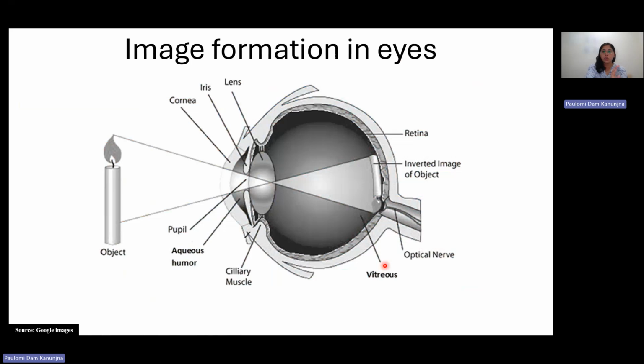We will look into the formal way, or the words you can use, for explaining this. Okay, so the image formation of the eye can basically be divided into several steps.